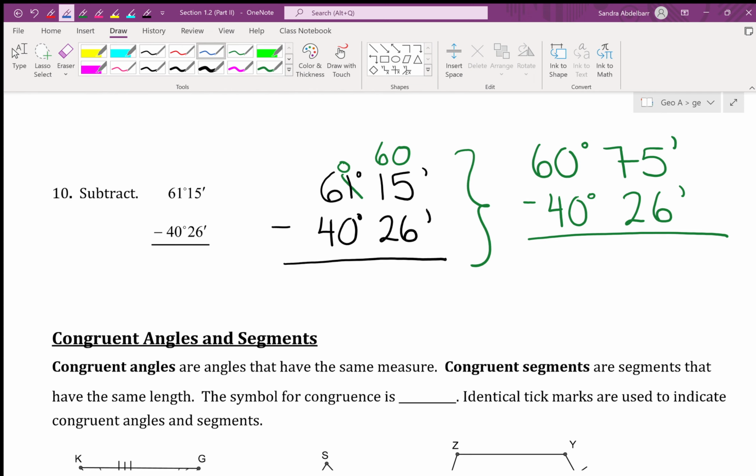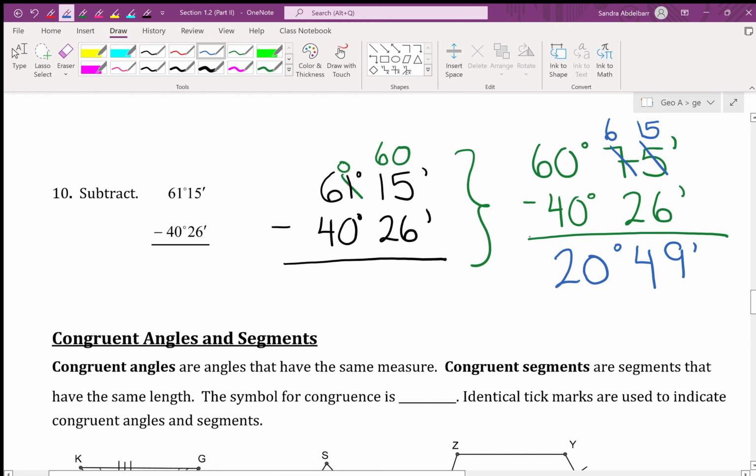All right, borrowing from within the same units is fine. So this becomes a 6, this becomes a 15. 15 minus 6 is 9, 6 minus 2 is 4, 60 minus 40 is 20. And that is our difference, 20 degrees and 49 minutes.